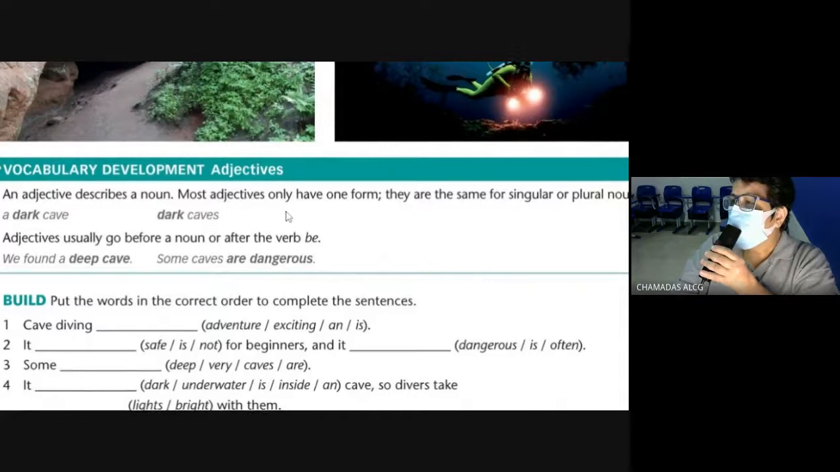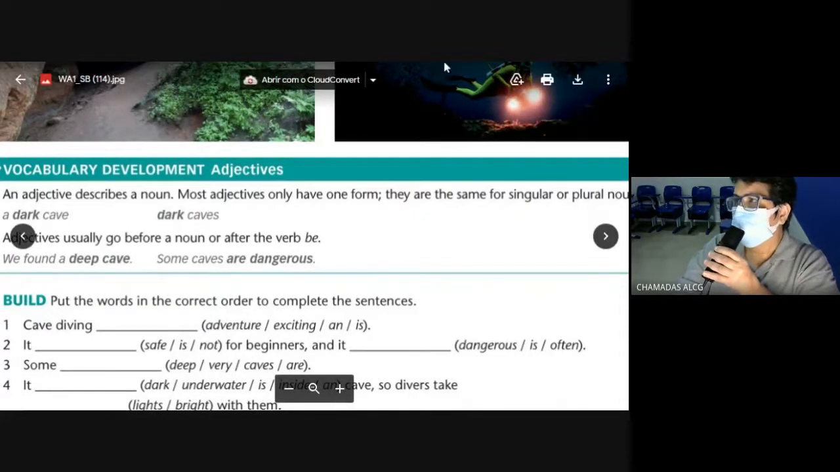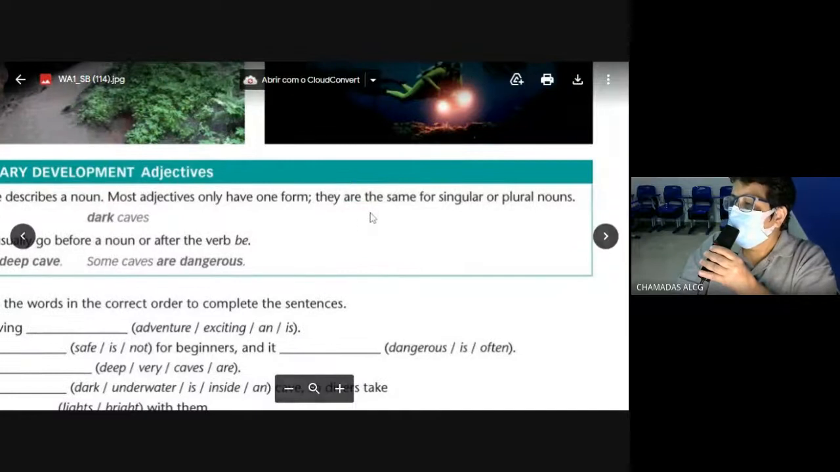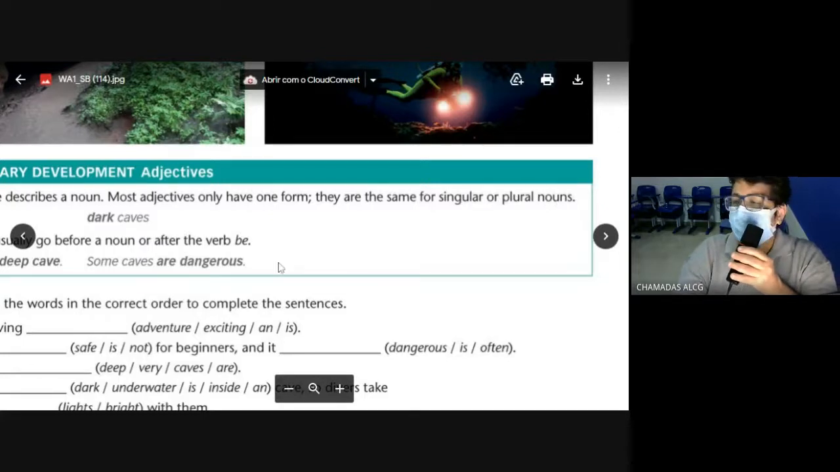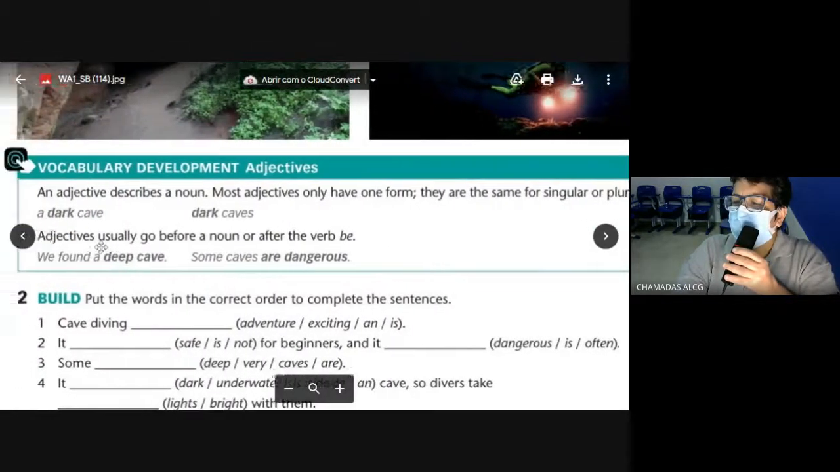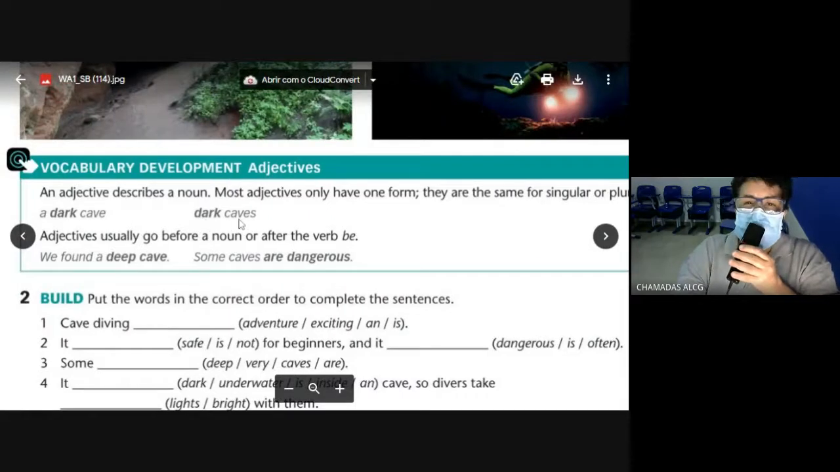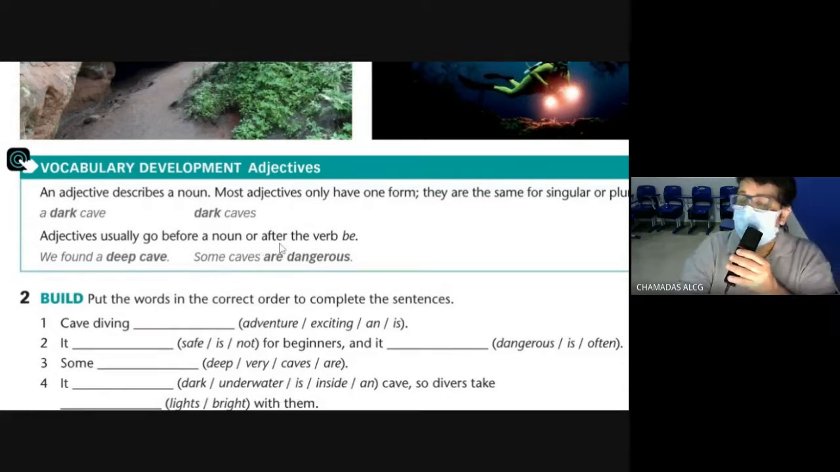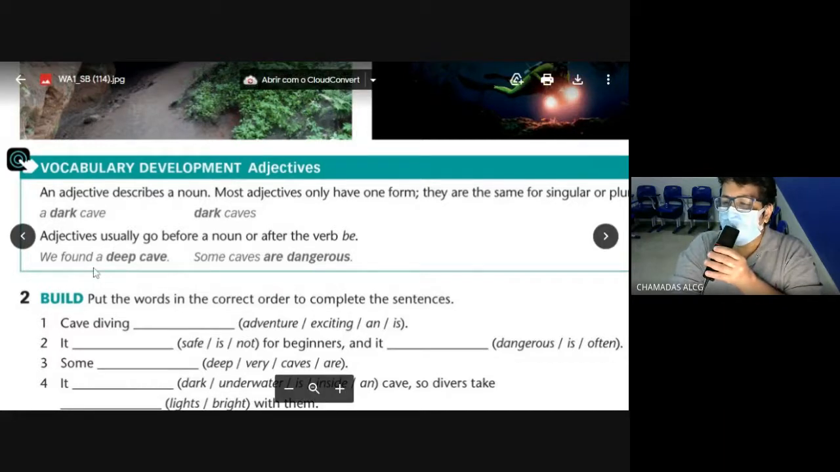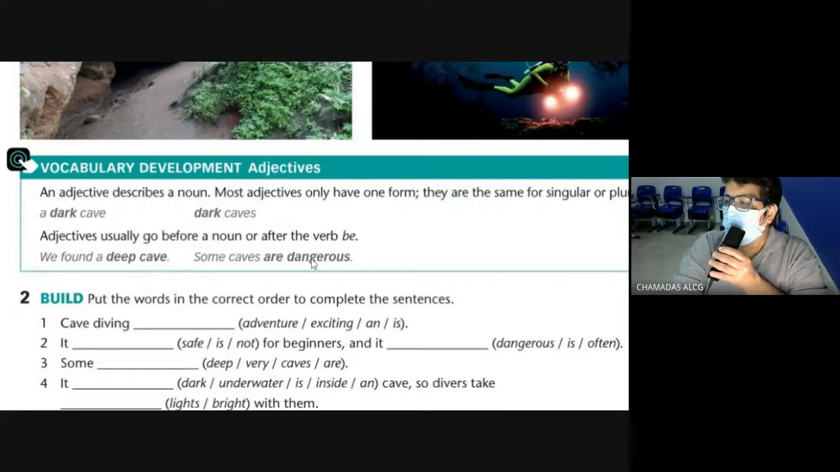Most adjectives only have one form, okay? They are the same for singular or plural nouns. So look, a dark cave, dark caves. They never change, okay? Adjectives usually go before a noun or after the verb to be. Example, we found a deep cave. Some caves are dangerous.